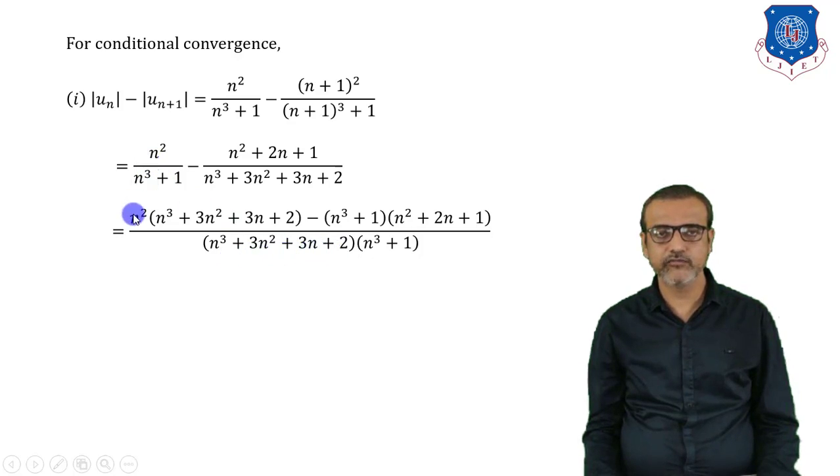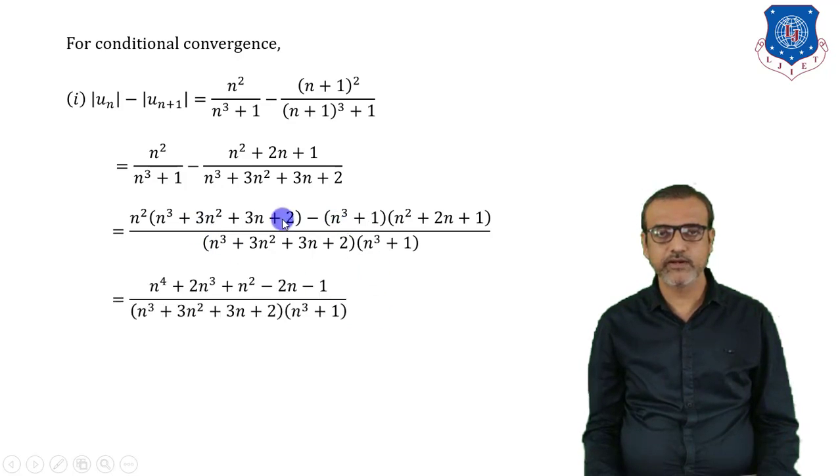Now multiplying n square by this term, that is n cube plus 3n square plus 3n plus 2. This minus sign will be as it is. Now multiplying n square plus 2n plus 1 by n cube plus 1. Now we will simplify this result, multiplying this whole bracket by n square. Then after multiplying this whole bracket by n cube plus 1, and after simplification we will be having this result, that is n raised to 4 plus 2n cube plus n square minus 2n minus 1 upon these two same factors, that is n cube plus 1, n cube plus 3n square plus 3n plus 2.